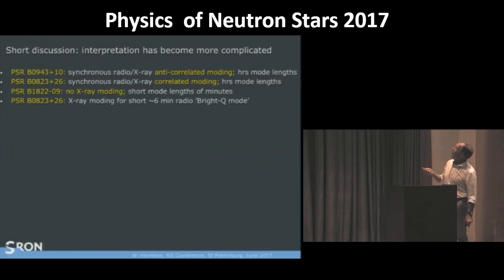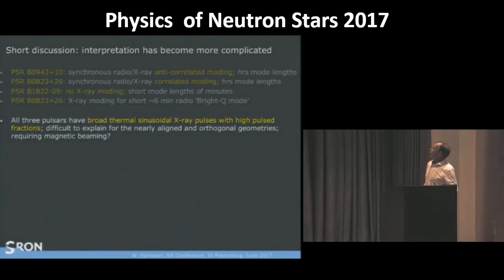1822, no moding, short mode lengths of minutes, and we have been thinking maybe you need more time to get a stable situation, because if you mode every 4 or 5 minutes, maybe that's the reason why we don't see it. On the other hand, 0823, we see a reaction already when we have only 6 minutes of radio bright. But this we have to study now in more detail the radio, whether indeed when, in this case, the X-rays are fading, whether in the same way the radio are fading.